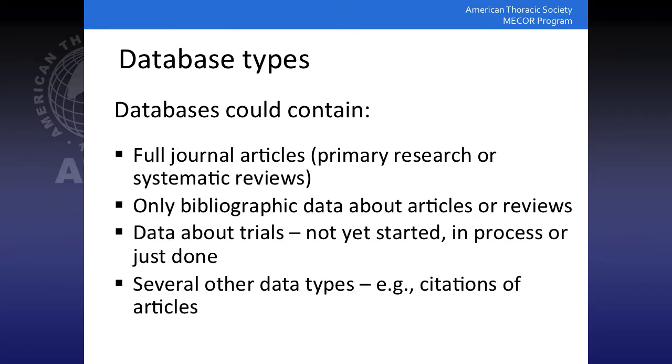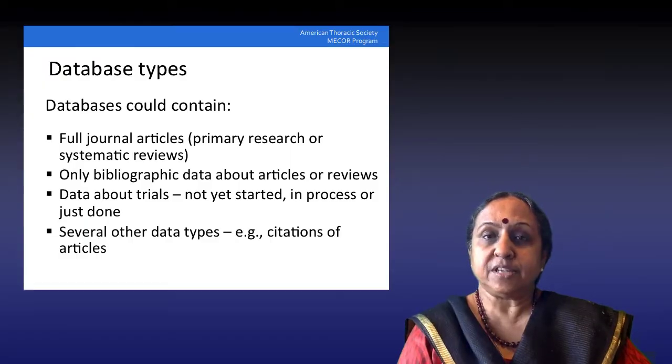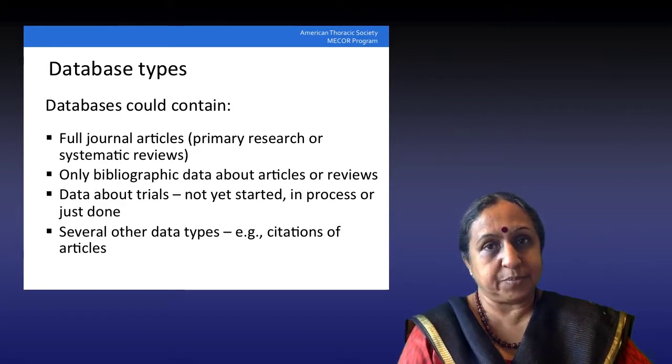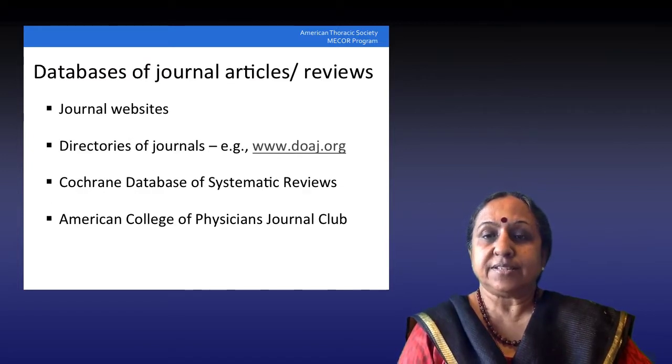There are several other data types, for example data about citations of articles that are published, who else has cited them. So databases are of different types like this. Anytime you're referred to a website, figure out what kind of database it is, if it's a website of a database. Let's see some of these. Database of journal articles or reviews.